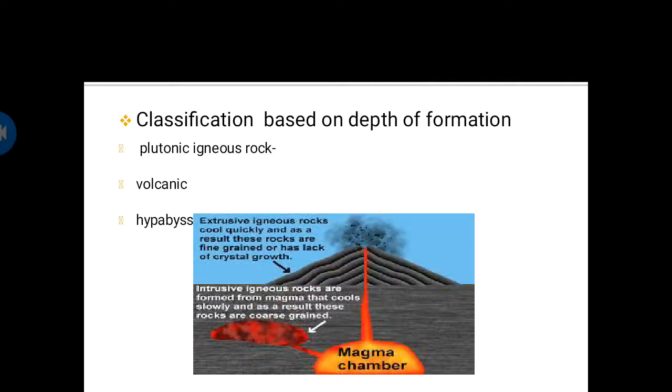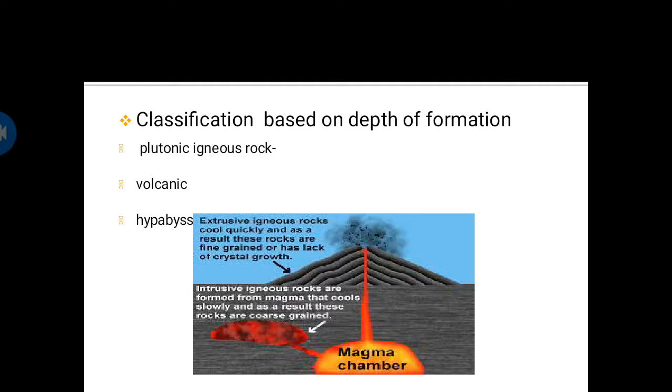Then next is the classification based on depth of formation. We know that igneous rock is formed by cooling or crystallization of magma or lava. Basically magma and lava are the same. Magma is molten material present below the earth's surface, and when it comes onto the earth's surface, it is called lava. Magma and lava cool to form solid substance and form igneous rock.